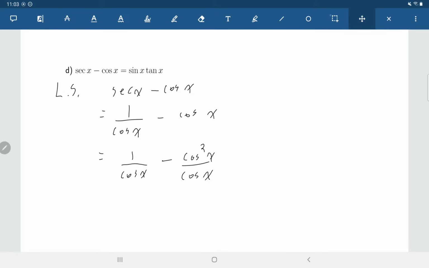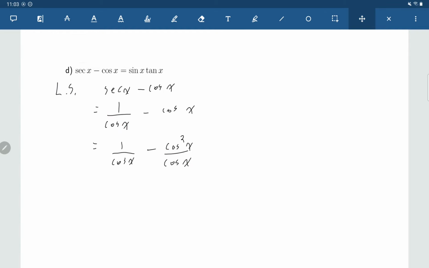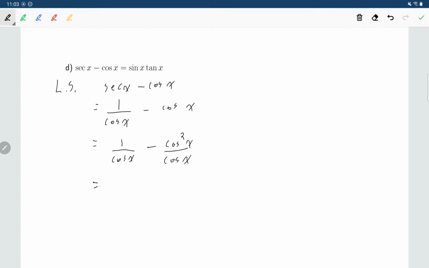And this has done some nice things for me here, namely that the numerator is something where I would have a lovely trig identity now. The numerator 1 minus cosine squared, if you're thinking about your Pythagorean identity, which hopefully you are, you'll know that 1 minus cosine squared x is the same thing as sine squared x.